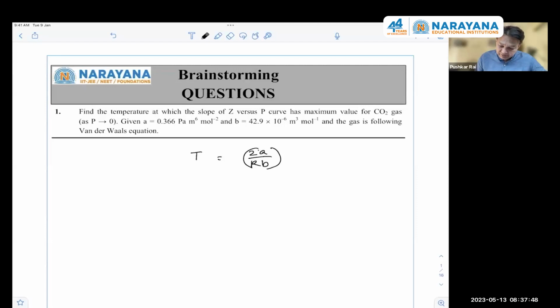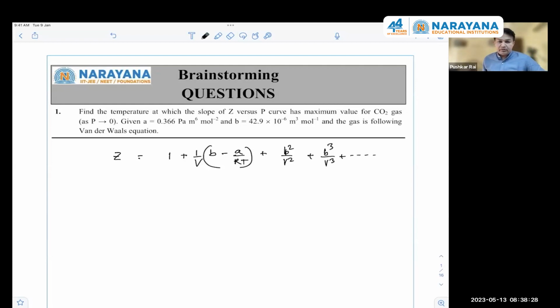Let me try. If I have made any mistake, please tell me, and I'll also see the very interesting thing you're telling me. Or if there is any mistake in your approach, you can also tell me. So basically, from the van der Waals equation, Z is equal to 1 plus (B minus A by RT) into 1 by V, plus B square upon V square, and B cube upon V cube. This one form we know, you're already familiar with; I need not discuss this anymore.